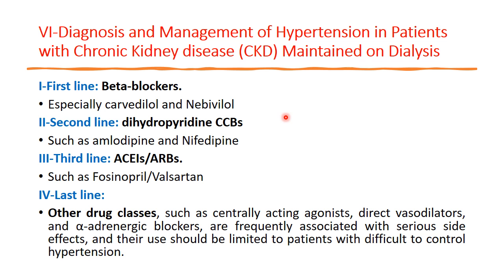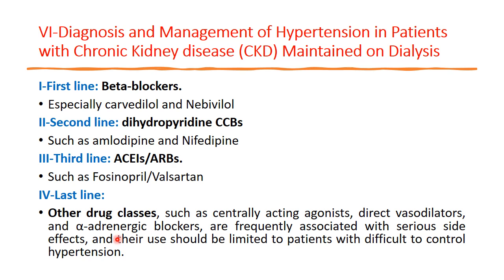So what is the first line management of hypertension in dialysis patients? It is beta blocker, especially carvedilol and nebivolol. The second line is dihydropyridine calcium channel blocker such as amlodipine and nifedipine. The third line is ACE inhibitors or ARBs such as fosinopril and valsartan. And the last line is the other drug classes such as centrally acting agonist, direct vasodilators, alpha blocker.